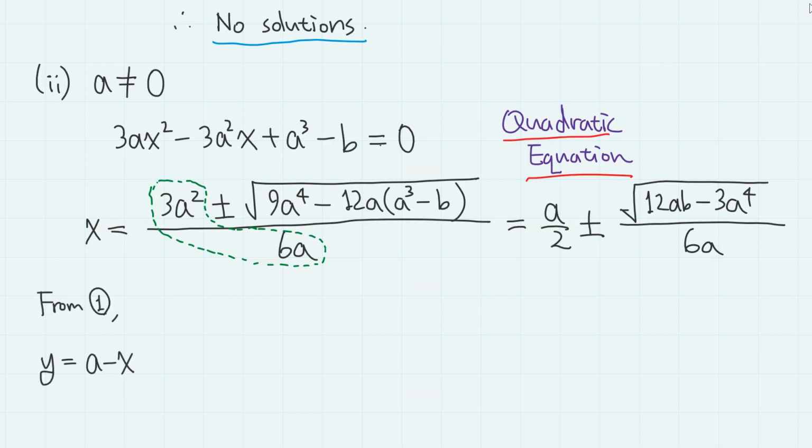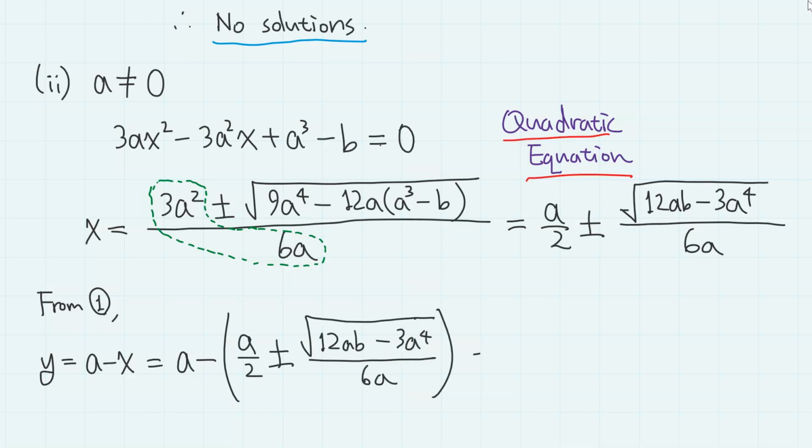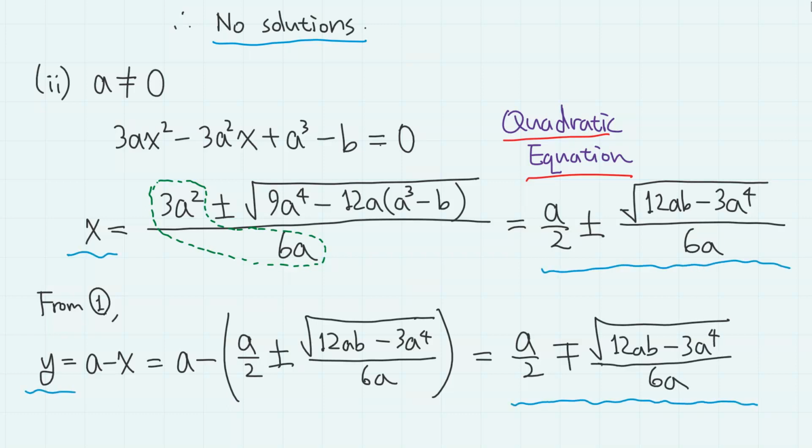And from the first equation, y is given as a minus x, so a minus a over 2 plus minus, which gives a over 2 and now minus plus the square root of 12ab minus 3a to the power of 4 divided by 6a. So this is the solution when a is non-zero.